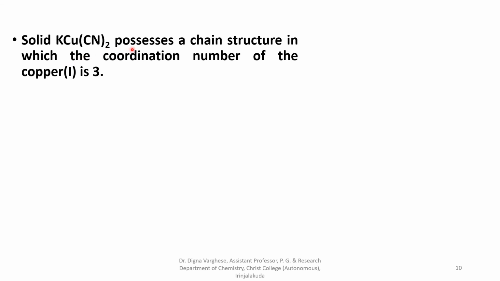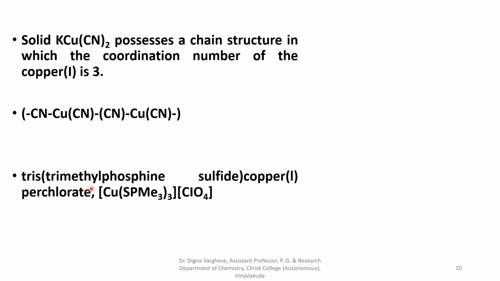In the solid case, CuCN possesses a chain structure in which the coordination number of copper(I) is 3. It seems to be coordination number 2, but it is not. It's really coordination number 3. Its structure is NC-Cu-CN, like this. It's a chain structure. Tris(trimethylphosphine sulfide)copper(I) perchlorate, that is Cu(SPMe3)3ClO4.